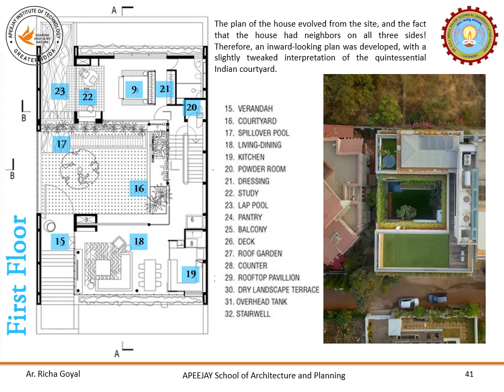The plan of the house evolved from the site and the fact that the house had neighbors on all three sides. An inward looking plan was developed. So for all these areas, a courtyard was so planned that all the areas get light and ventilation from this courtyard, and these areas can overlook into the courtyard.